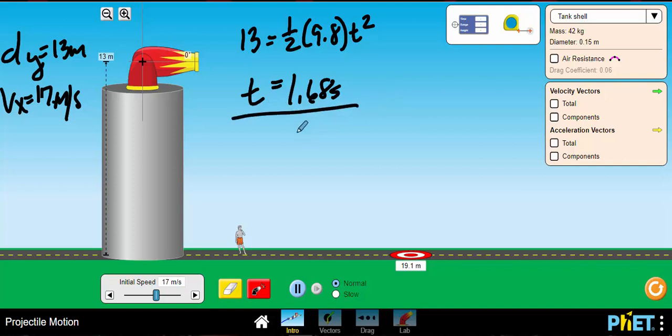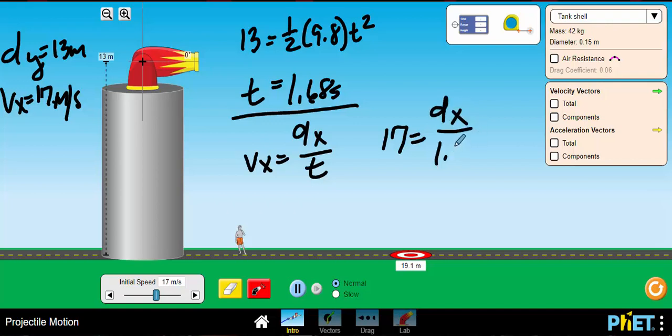So now I'm going to take that time. My Vx is equal to dx over t. So that's going to be, my Vx is 17 is equal to dx over 1.68. So my dx is equal to 28.56 meters.